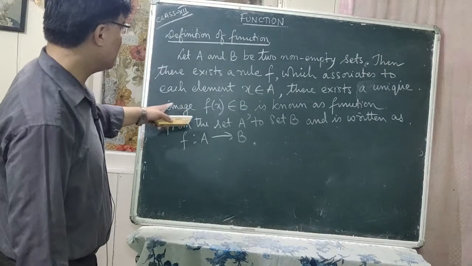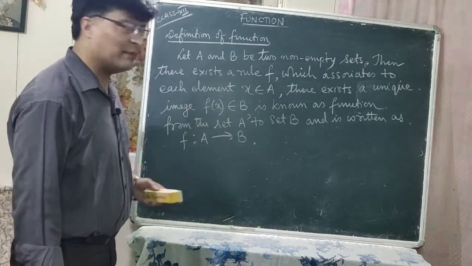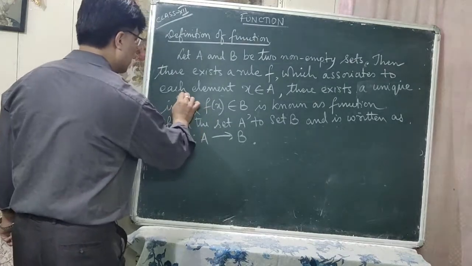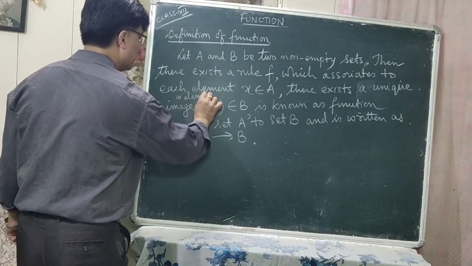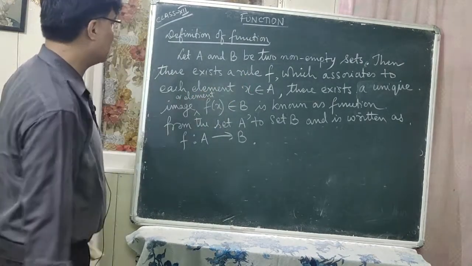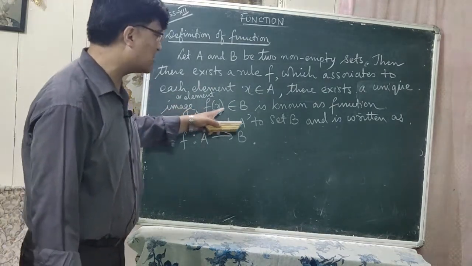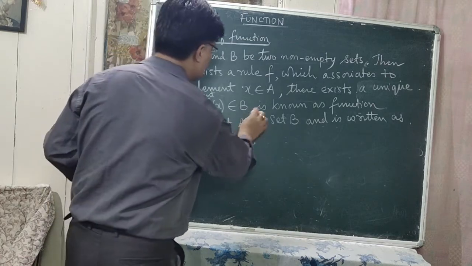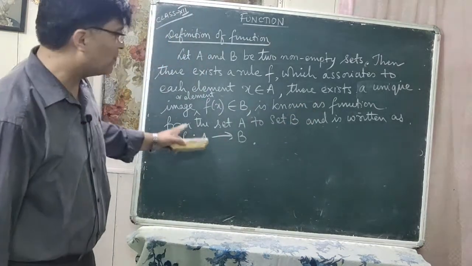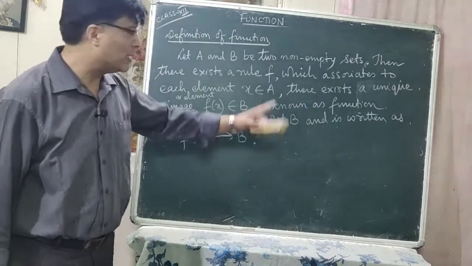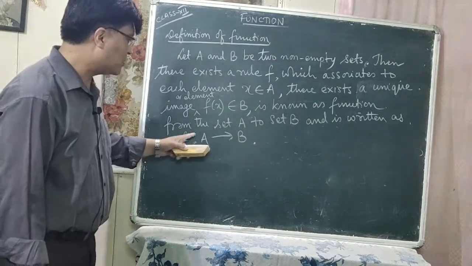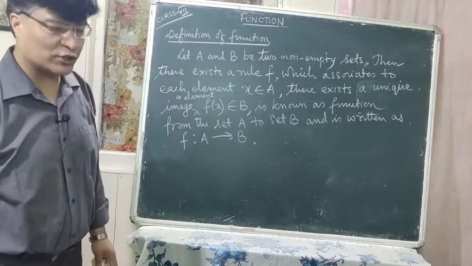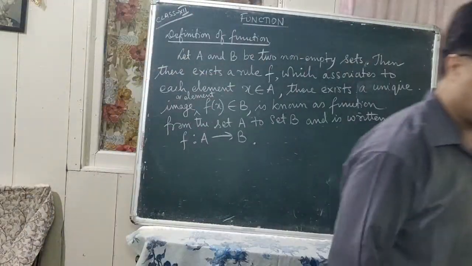There exists a unique image or unique element f of x. It may be image or it may be element also. Then there exists a unique image or element f of x that belongs to the set B is known as function from the set A to the set B and is written as f such that A to B. So I think you have understood this definition, so you can copy it.